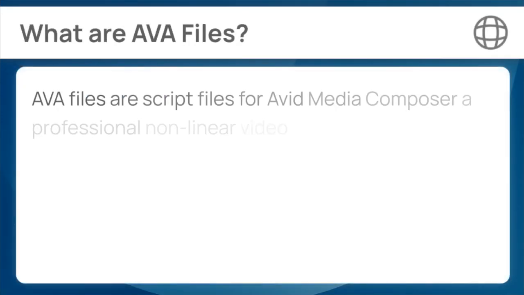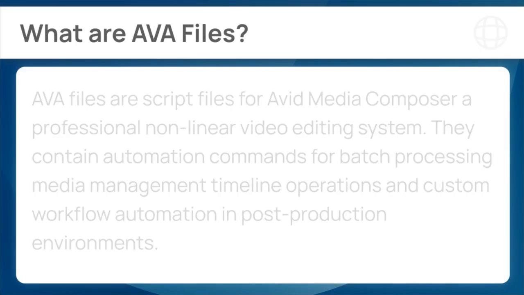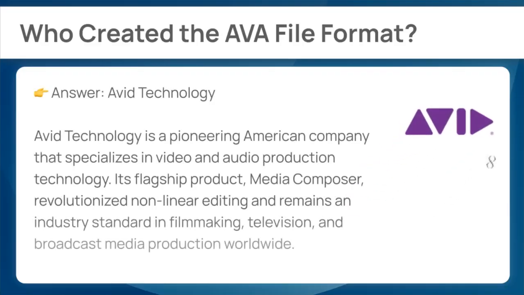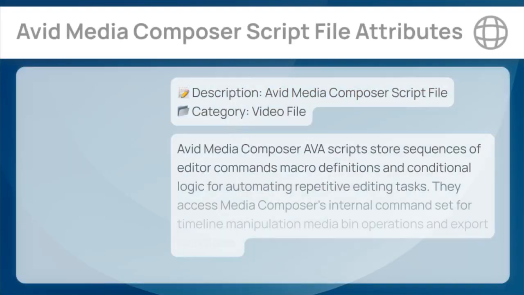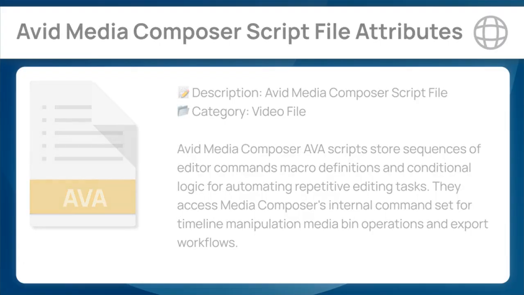AVA files are script files for Avid Media Composer, a professional nonlinear video editing system. They contain automation commands for batch processing, media management, timeline operations, and custom workflow automation in post-production environments. Avid Media Composer AVA scripts store sequences of editor commands, macro definitions, and conditional logic for automating repetitive editing tasks. They access Media Composer's internal command set for timeline manipulation, media bin operations, and export workflows.